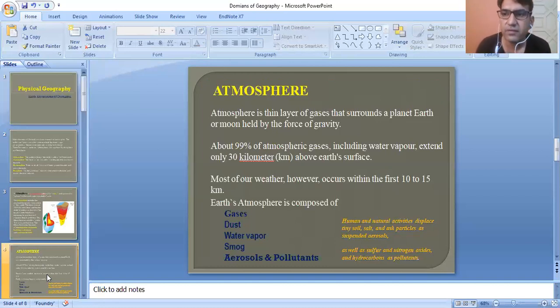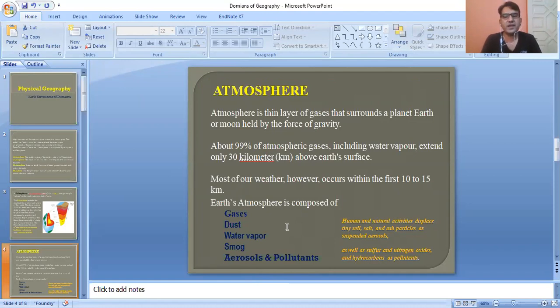As I told you, not only the gases, we have also other components, climatic components, or other things which are present in the atmosphere or the environment, which are the gases, dust particles, water vapor, smoke, aerosol, or the pollutant. But the dust, water vapor, smoke, aerosol are in a small portion, a little portion, but the gases are dominant in the atmosphere.